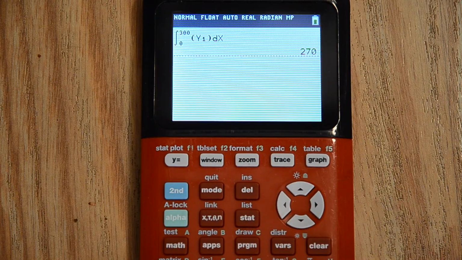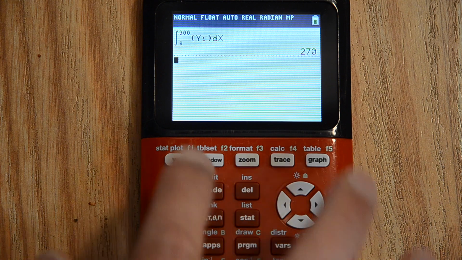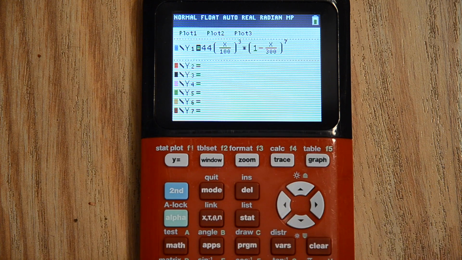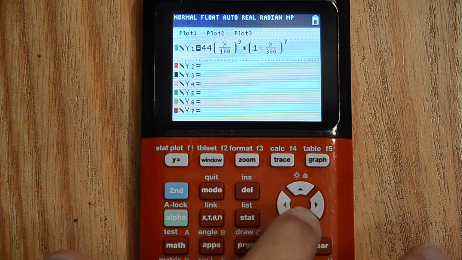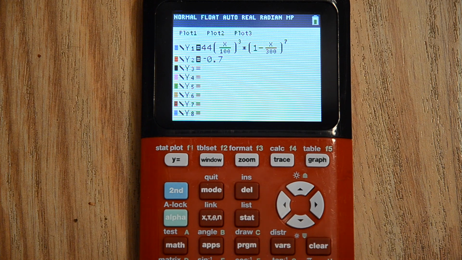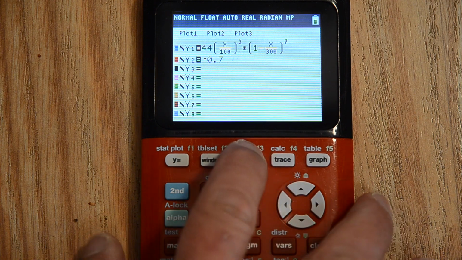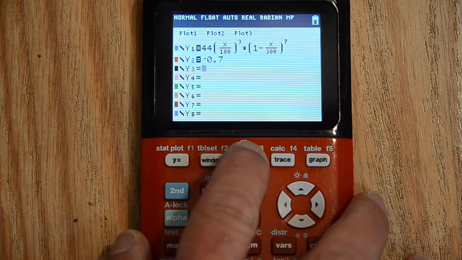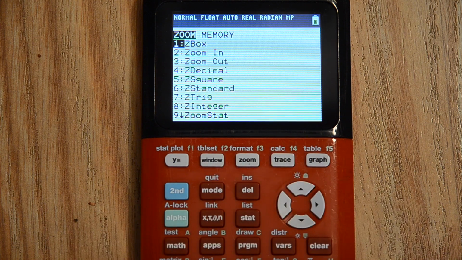Okay, if you need some help with graphing, here we're at part D, trying to find where that first derivative is equal to 0. We still have that function r of t stored in for y sub 1, and in y sub 2 we're just going to put in that function y is equal to negative 0.7, and let's see what this looks like. I'm sure it's going to be off the screen, but zoom standard.